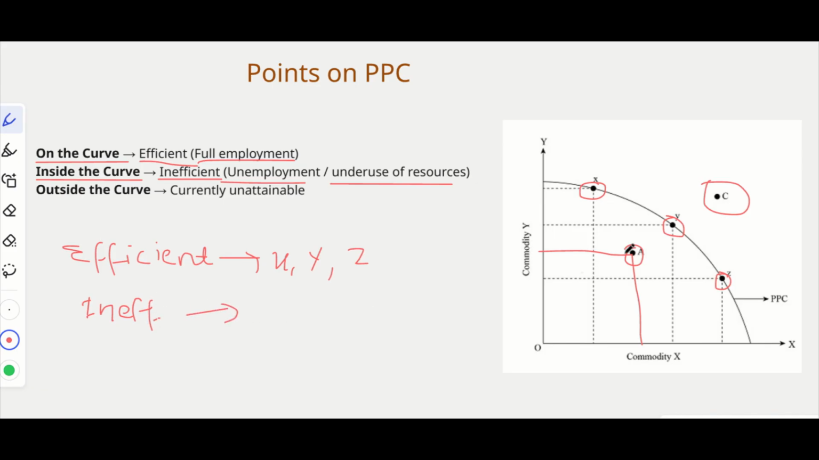What are the inefficient points here? It's point A. And outside the curve, we have a point outside the curve, right? That is point C. That is currently unattainable.